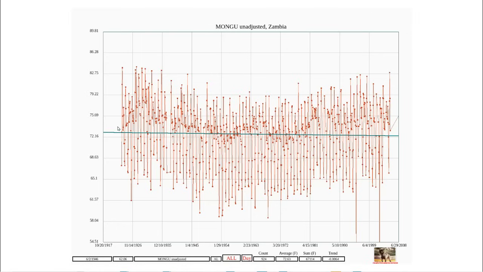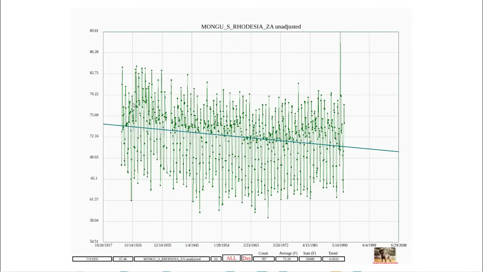Rhodesia. Both stations show a strong cooling trend from the 1920s through the 1950s and an overall cooling trend for the data that's available. This is the cooling trend at the station in the north, and this is a very similar cooling trend at the station in the south. This appears to be pretty solid evidence that Mongu, Zambia cooled from the 1920s through the 1950s.